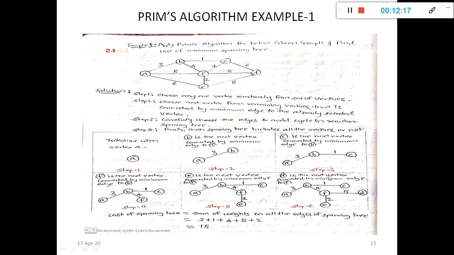Make the addition of all these distances and you will get the minimum cost of the spanning tree, that is 3 plus 1 plus 4 plus 5 plus 2 equals 15.